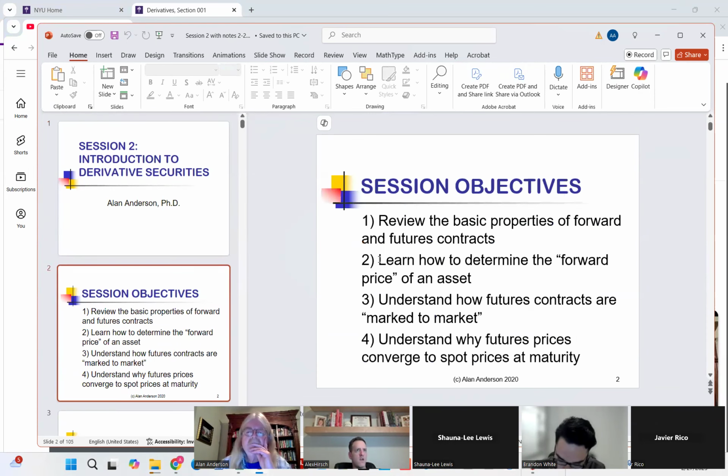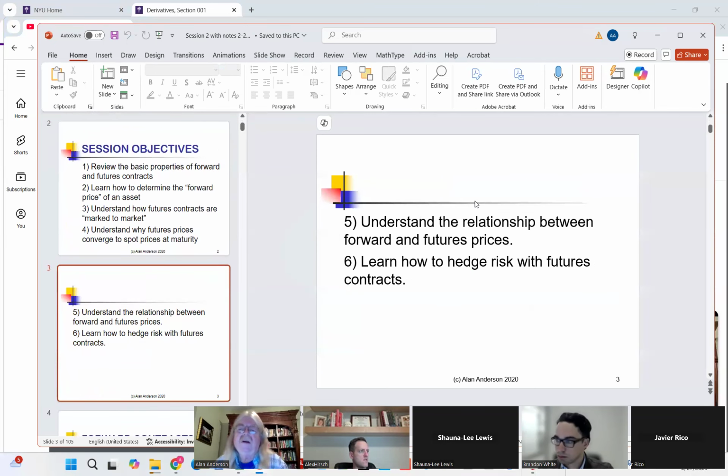So we'll start by reminding ourselves that this week we're going to review the basic properties of forwards and futures. We're going to see how to determine the forward price of an asset. We're going to understand the marking to market process for futures contracts, and then we're going to find out, this is more of a theoretical question, why spot and futures prices will match each other on the last day of a futures contract. And there's more.